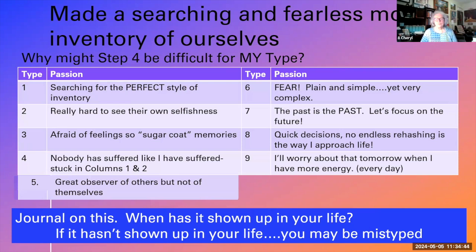Okay. And then for 9, I'll worry about that tomorrow when I have more energy. And then they say that day after day after day. Once again, they delay making decisions, delay, whatever. Okay. So journal on this. When has it shown up in your life? And if it hasn't shown up, you may be mistyped. You also may not, but you might be mistyped.